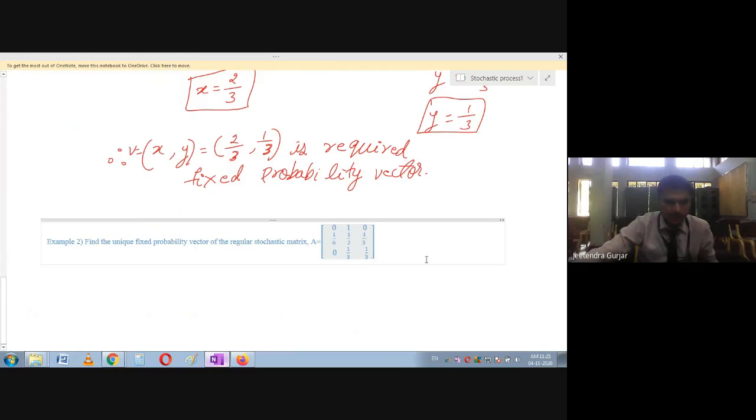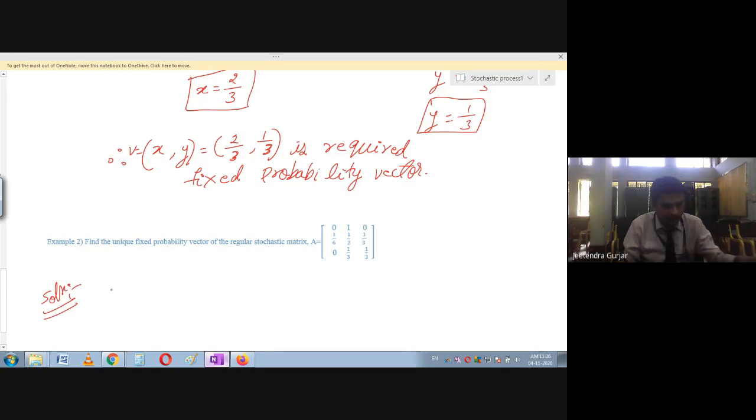So this is our second example: find the unique fixed probability vector of a regular stochastic matrix. So same question. Now you can simplify this, students. I will take this solution. Okay, I can see what I have to use here, students.